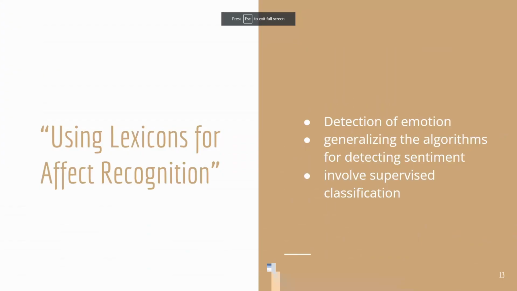Thank you. Hello, I am Sanjeev Kumar Sen and I will continue summarizing the rest of the passage from this chapter. So, using lexicons for affect recognition. Detection of emotions can be done by generalizing the algorithms described in the previous part, which is using lexicons for sentiment recognition. Apart from that, the most common algorithms involve supervised classification, in which after the classifier is trained, the lexicon features are used in a supervised classifier to predict the desired affective category for the text or the document.